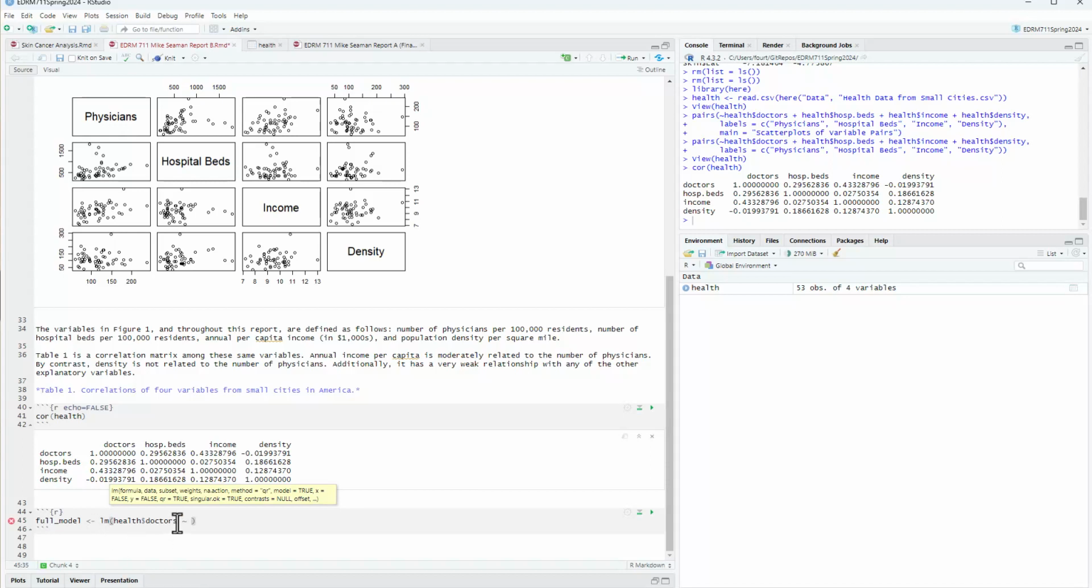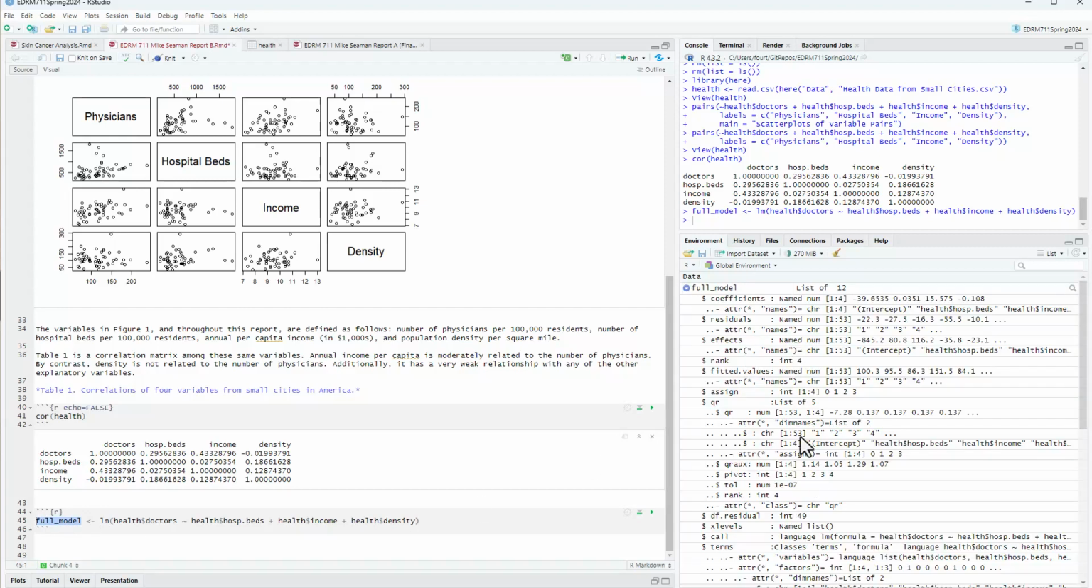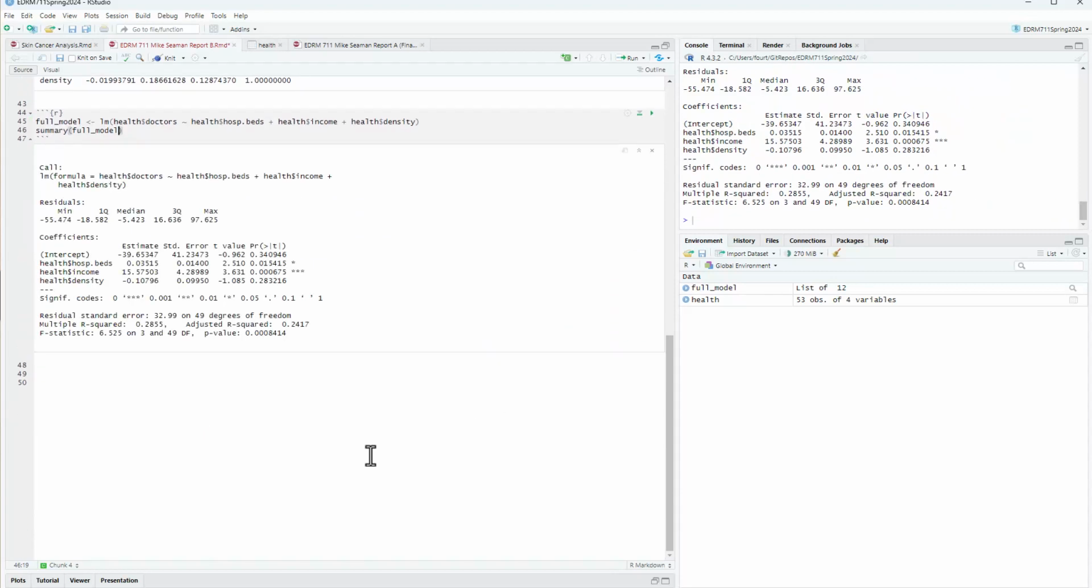There's lm for my linear model. I'm going to look at doctors as a function of all the other variables. So that's hospital beds, income, density. Okay, that will give me my full model. If I run this, nothing shows up because I stored it in full model, but we do see that there is a full model and there's a bunch of stuff stored in it. As we learned with simple linear regression, we can see more information by getting a summary of our model. So I'm going to get a summary of the full model, and here's my summary.